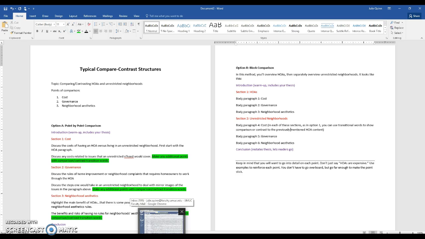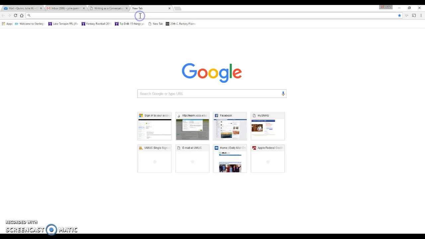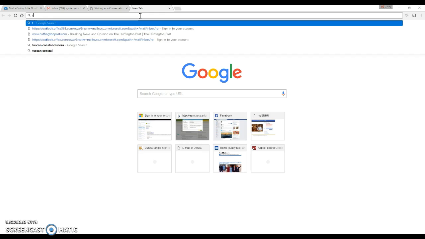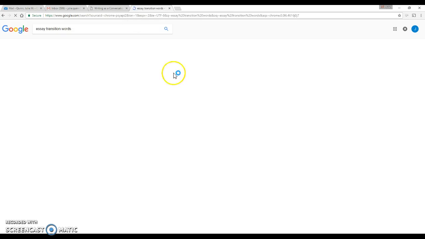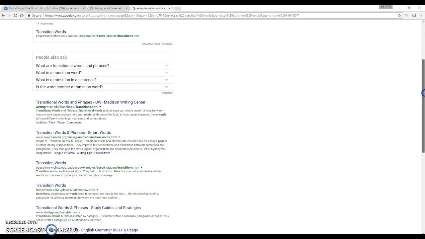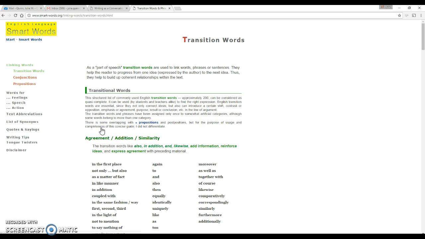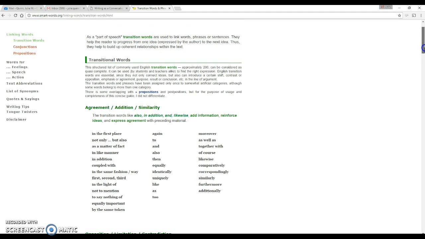And so speaking of transitional words, let me go in and you can do a quick Google search like I'm doing now. You can say essay transition words. We may have some links already in the section, but there was smart words, I think, is the one that I really liked. Yes. So I'm going to include this link right next to where the video is, so you can see that, especially when you're doing a compare contrast paper, what's nice is that in the secondary comparisons for unrestricted neighborhoods, for example, you could use a word like in addition to. In addition to the way HOAs gauge costs, you're going to have costs in unrestricted neighborhoods.